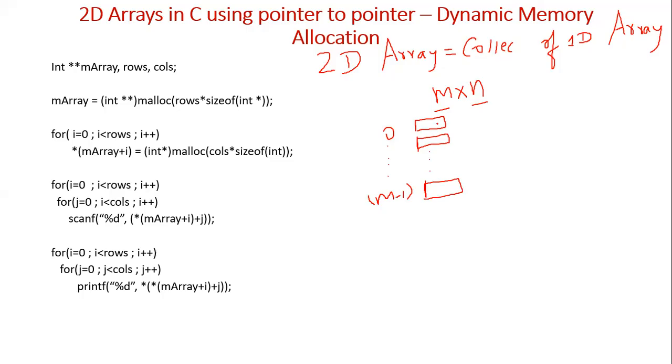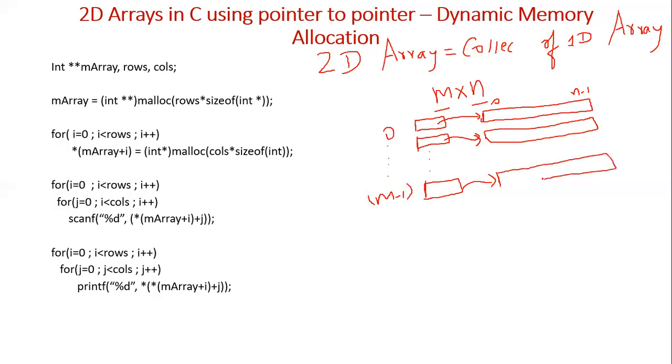The first pointer will point to the first one-dimensional array, which contains n elements, 0 to n minus 1. The second pointer will point to the second one-dimensional array, the third pointer to the third, the fourth to the fourth, and so on. And the m minus 1th pointer will point to the last one-dimensional array. So this is the logic we are going to have.